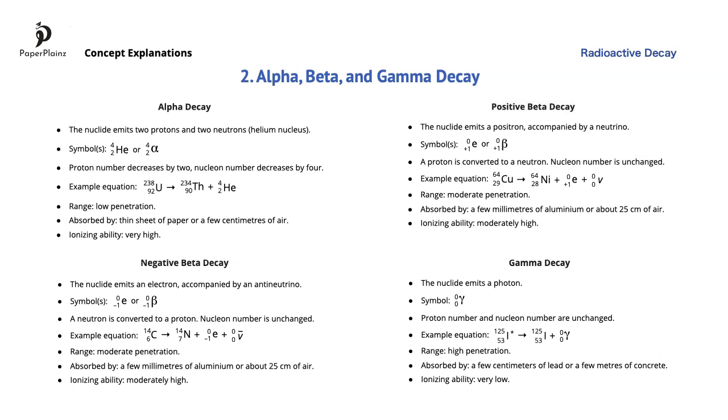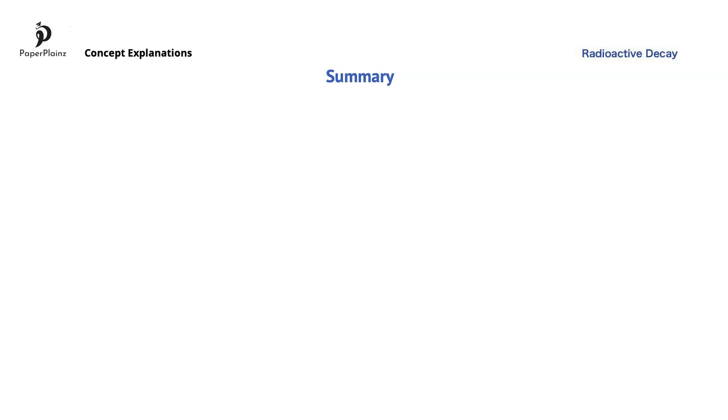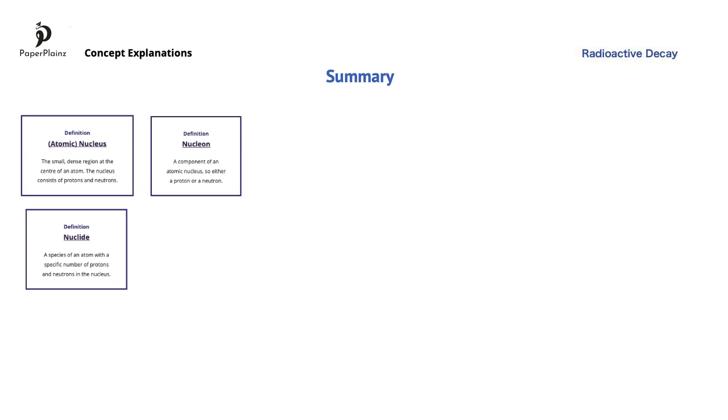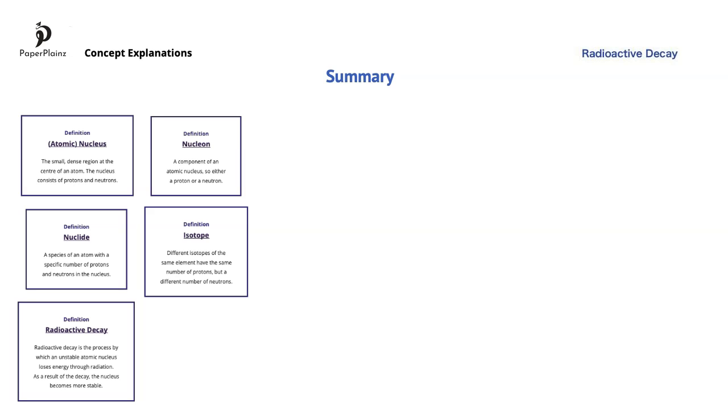Let's summarize what we have learned in this video. We began by defining some key terms related to radioactive decay. These were the atomic nucleus, or simply nucleus, the nucleon, nuclide, and isotope. Then we defined radioactive decay and looked at nuclide nomenclature. We learned that the number after the name of an element represents its mass number, and that the two numbers next to the element's symbol represent the mass number and the proton number. We finished up by defining parent nuclide and daughter nuclide.